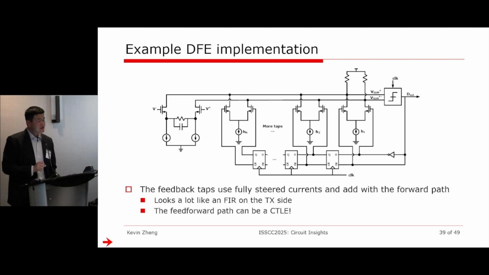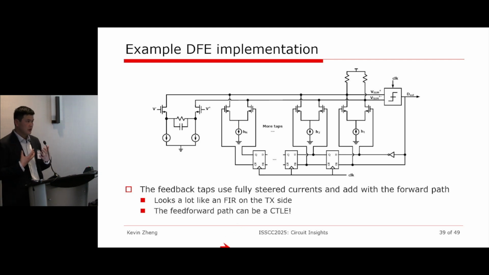And just for completeness, here's an example DFE implementation, very similar to the TXFIR that we saw, except now the flip-flops and the summing are in the feedback path. Note that here you can actually combine the concepts we talked about. The CTLE can be part of the DFE equalizer as well with the simple source degeneration. So now you have a feed-forward path, that's a CTLE, and a feedback path, that's a DFE.